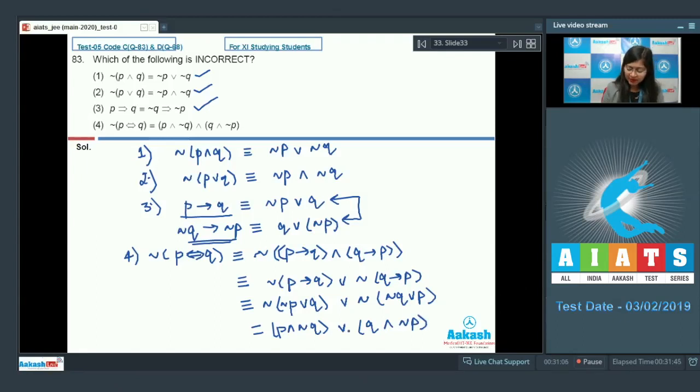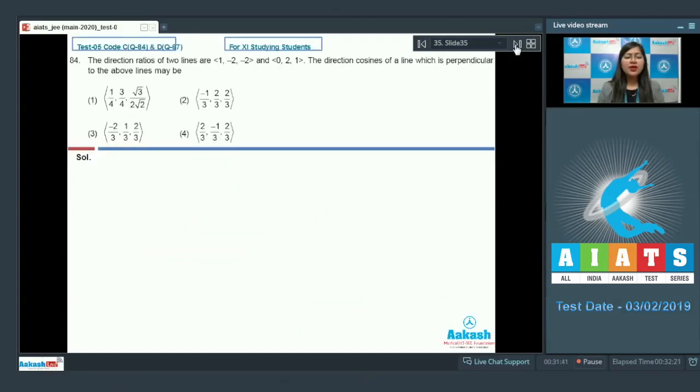But in the given statement here, and is given, so this one is false. So option number 4 is the incorrect statement. Next is question number 84, which says that the direction ratios of two lines are 1, minus 2, minus 2 and 0, 2, 1. The direction cosines of a line which is perpendicular to the above lines may be.